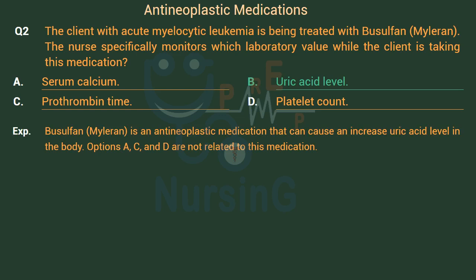Busulfan, Myleran, is an antineoplastic medication that can cause an increased uric acid level in the body. Options A, C, and D are not related to this medication.